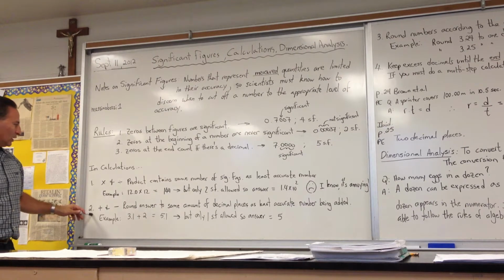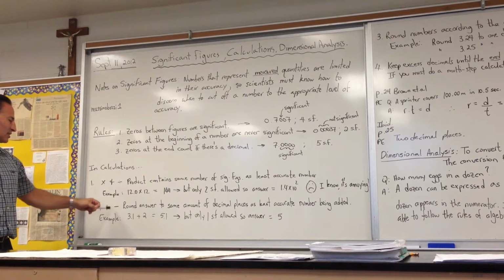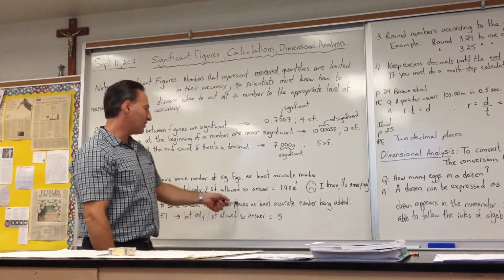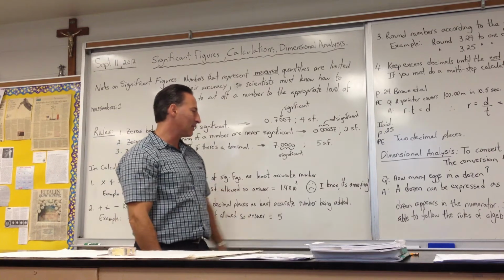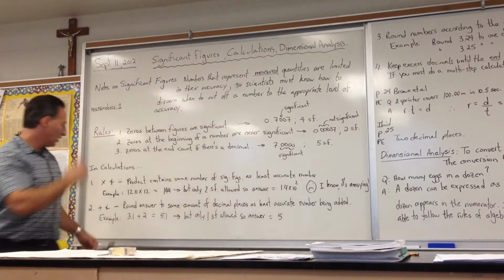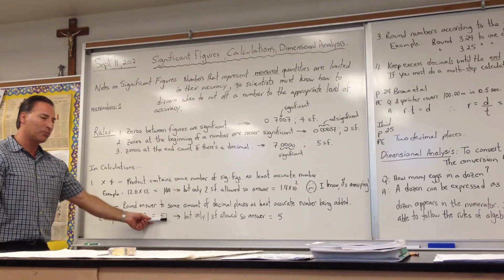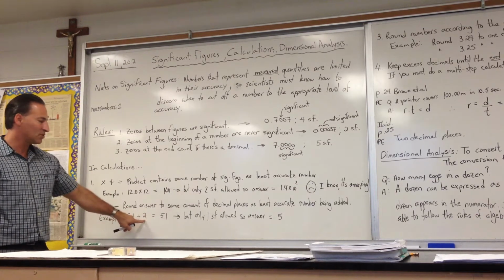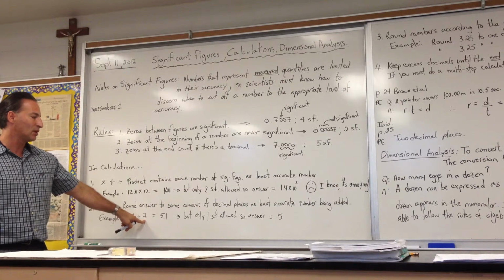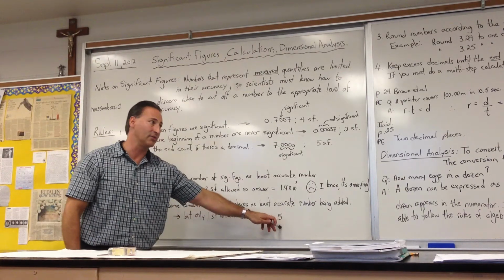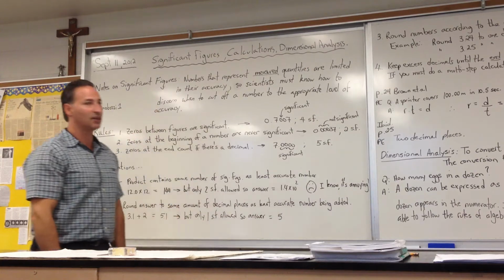The second rule in calculations is that for additions and subtractions, when you round your answer, you have to round it to the same amount of decimal places as the least accurate number being added. So for example, if you're adding 3.1 plus 2, your answer is 5.1, but you can't report 5.1 because 2 has only 1 significant figure, and you're only allowed 1 significant figure in the answer. So the answer has to be rounded down to 5. That's a 1 significant figure answer.